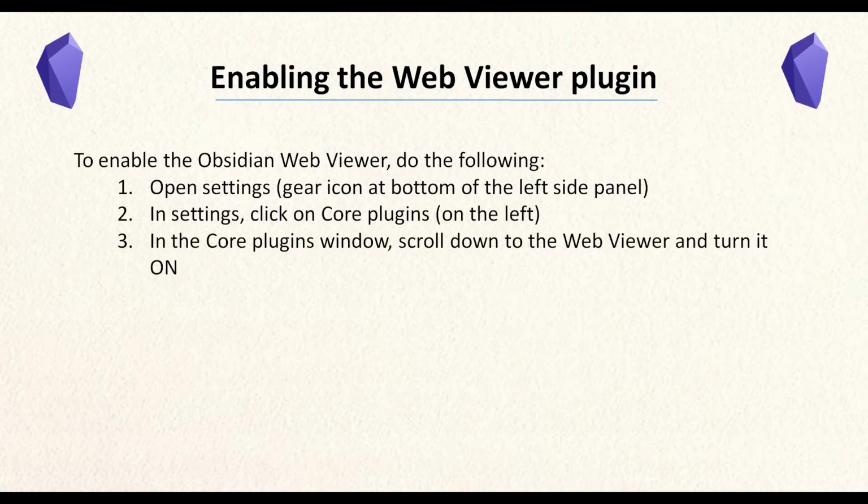Before you can use the Web Viewer, you first must enable it in Obsidian settings. And we do that as follows. First, open Obsidian settings. That's the gear icon at the bottom of the left side panel. Then once in settings, click on Core Plugins on the left. In the Core Plugins window, scroll down to the Web Viewer and turn it on by sliding the switch to the right. And I'll demonstrate this shortly.